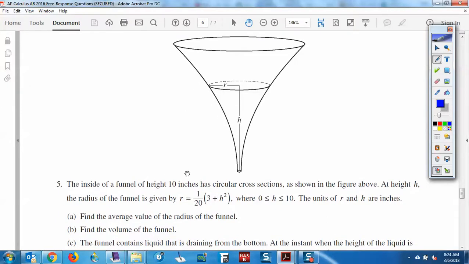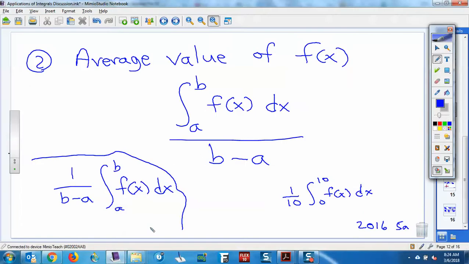The inside of a funnel has circular cross sections. At height h, the radius of the funnel is given by this, because the radius obviously is going to grow. So as h gets bigger, as you go up the funnel, the radius is going to get bigger and bigger. H is between 0 and 10. R and h are both in inches. Find the average value of the radius of the funnel. This couldn't be any easier of a problem because of what you know right here.